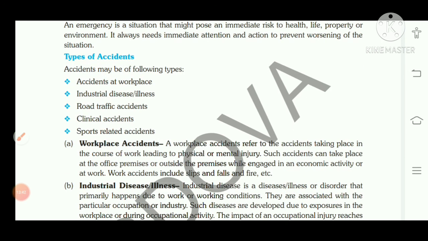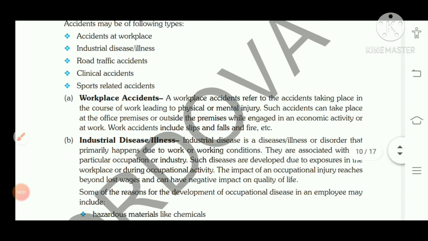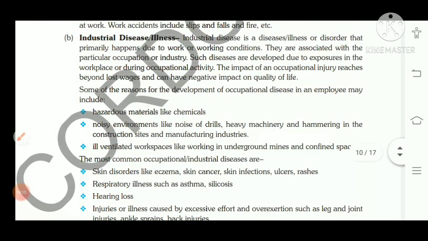कहीं वर्क प्लेस पे हो गया, सर्टेन इंडस्ट्रियल डिजीज़ कुछ ऐसा लग गया था, विद दैट डिजीज़ वी लॉस्ट आवर लाइफ. कुछ रोड ट्रैफिक एक्सीडेंट हो सकता है. क्लिनिकल एक्सीडेंट इन मेडिकल केस क्या हुआ, दैट दे आर गिविंग अस रॉन्ग मेडिसिन एंड दैट मेडिसिन रिएक्ट एंड विद दैट वी लॉस्ट आवर लाइफ. एंड स्पोर्ट्स रिलेटेड एक्सीडेंट वी ऑल आर अवेयर दैट देयर सर्टेन स्ट्रेन हो गया, कुछ फ्रैक्चर हो गया, सो दीज आर स्पोर्ट्स रिलेटेड एक्सीडेंट्स. सो वर्क प्लेस एक्सीडेंट, इंडस्ट्रियल एक्सीडेंट.